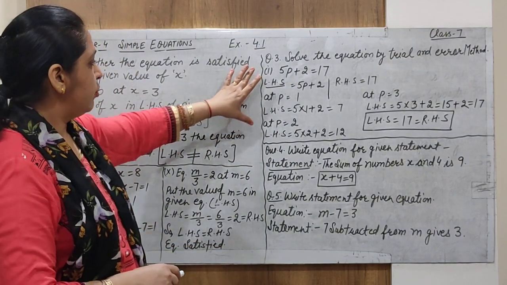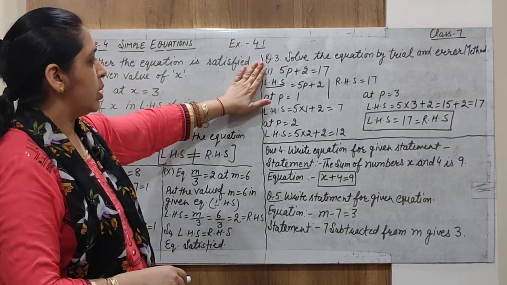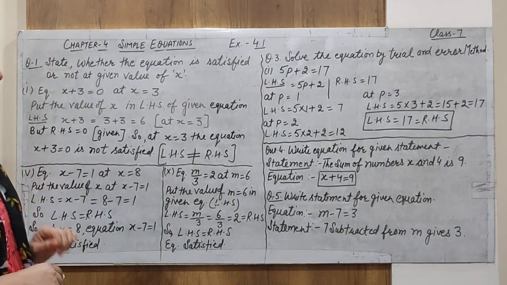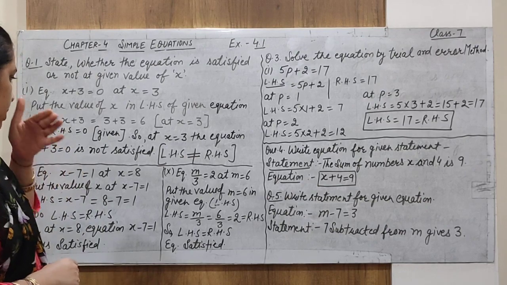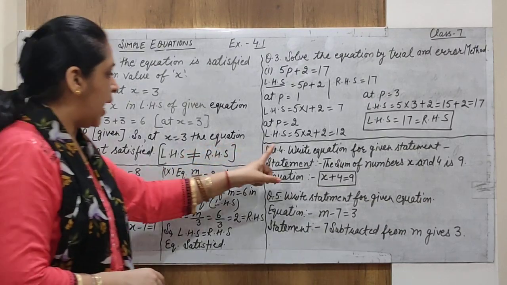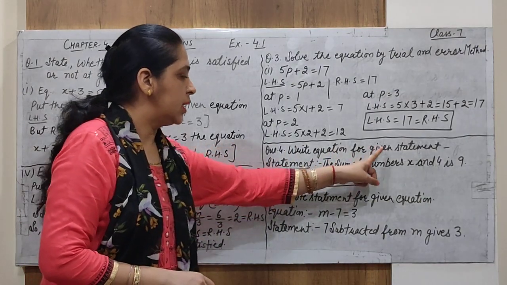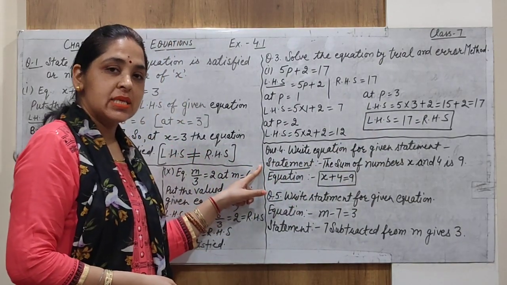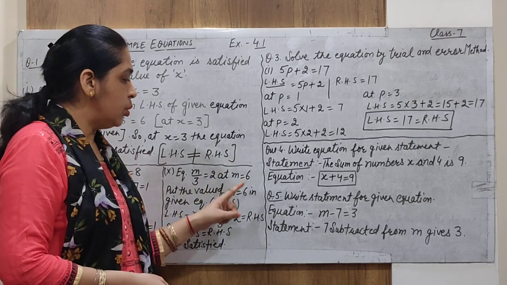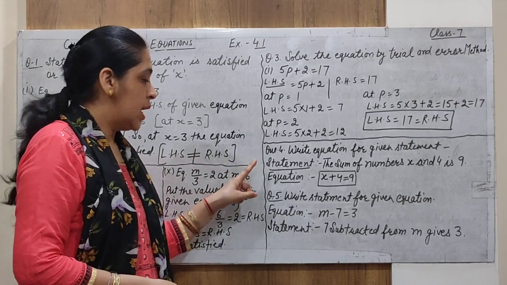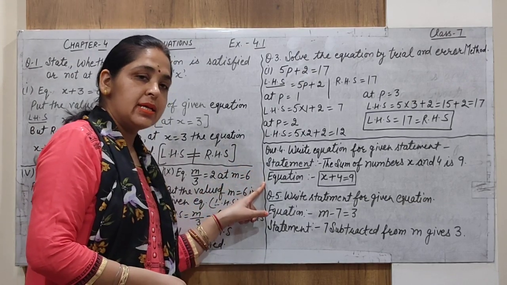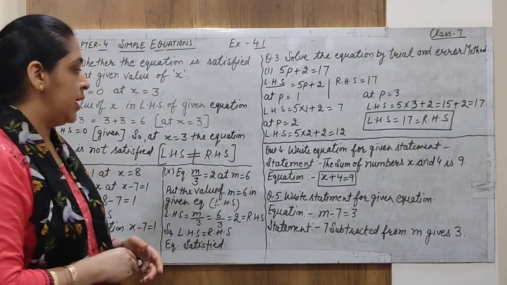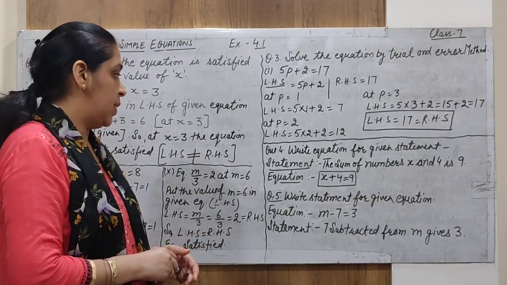Alright, now you have to do the other parts of question number 3 in the similar way. The next question is question number 4. Write an equation for the given statement. Means the statement is given to you, you have to use the statement, and the answer is an equation. You have to find out the equation related to that statement.